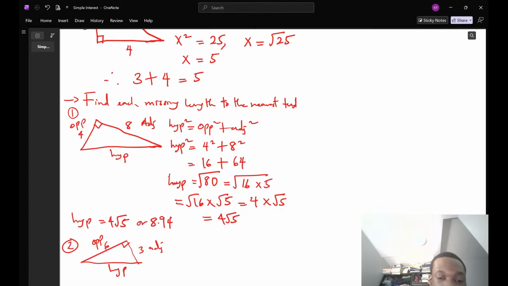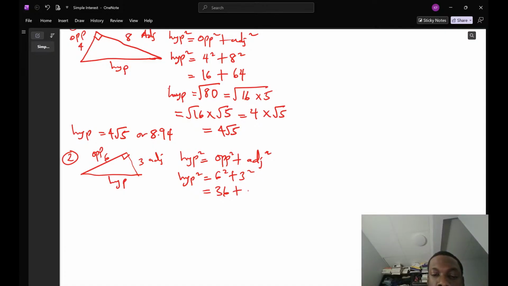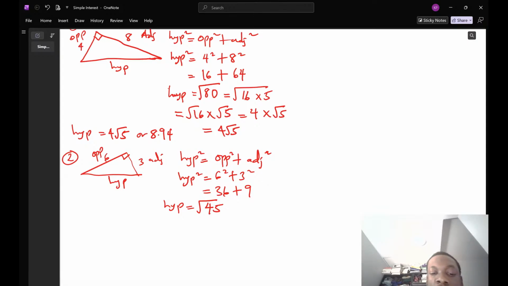The hypotenuse squared is equal to opposite squared plus adjacent squared. So the hypotenuse squared is equal to 6 squared plus 3 squared. 6 times 6 is 36, plus 3 times 3 is 9. So the hypotenuse squared is 36 plus 9, which is 45. So the hypotenuse is root 45. In terms of surds, 9 times 5 is 45, right? So we can do the square root of 9 times the square root of 5. The square root of 9 is 3, so our answer is 3 root 5.